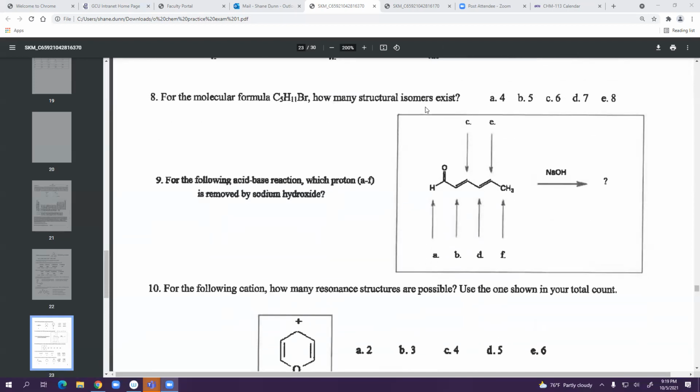For the acid-base reaction, which is removed by sodium hydroxide? Hint, wink, wink. What's more acidic, the outsides or the insides?